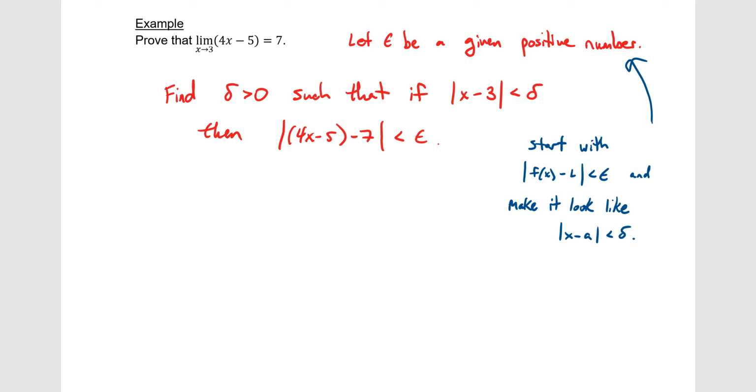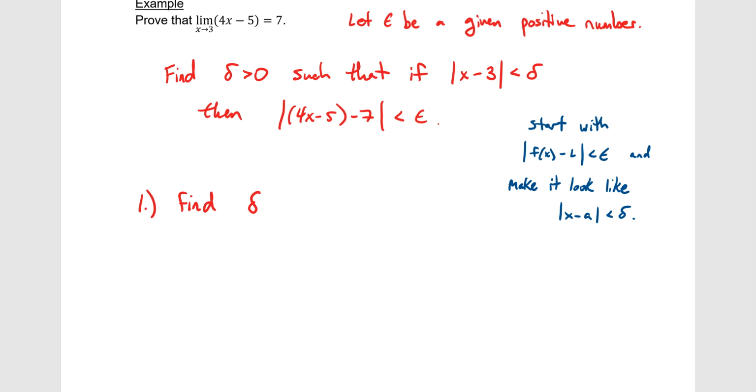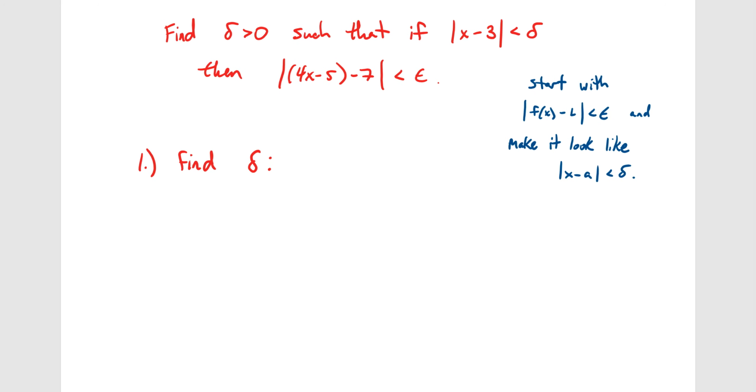When we originally wrote let epsilon be a given positive number, we're just assuming that epsilon is some positive number. We don't know what it is, but we can choose it to be whatever we want. Right now we're just going to leave it as epsilon. So step 1 here is to find delta, in terms of epsilon. Like I mentioned, we start with the absolute value of the function minus the limit is less than epsilon, and now we need to simplify it until it looks like the one up here.